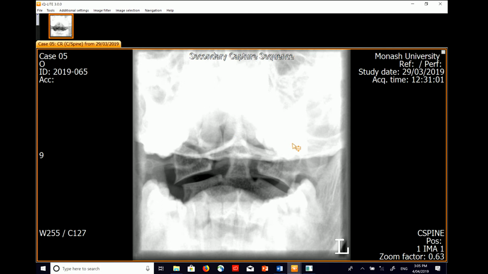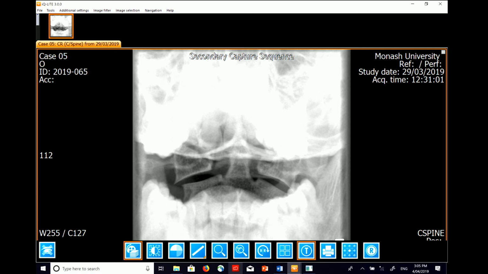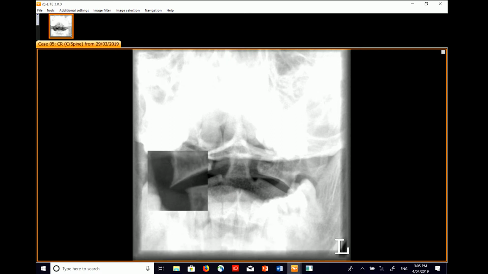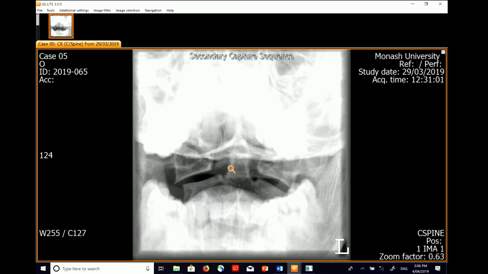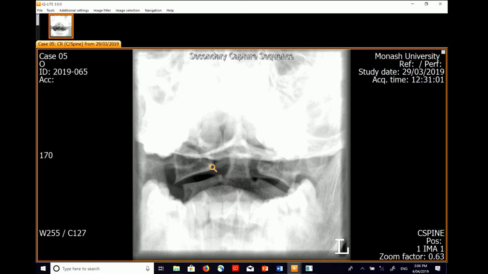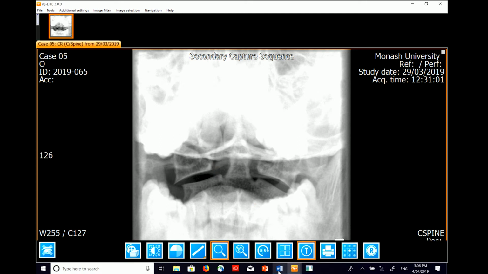So for case 5, this is a patient who has had a diving accident, and if we look at the alignment, we can see that the lateral mass of C1 is overhanging C2. We can also see that there's a marked increase in distance from the dens to that of the lateral masses, and this is indicative of a Jefferson's fracture.